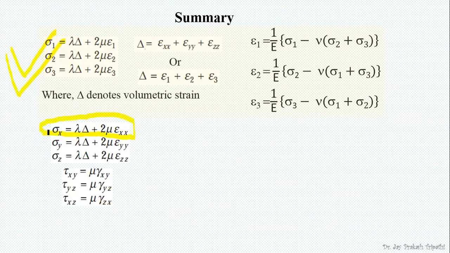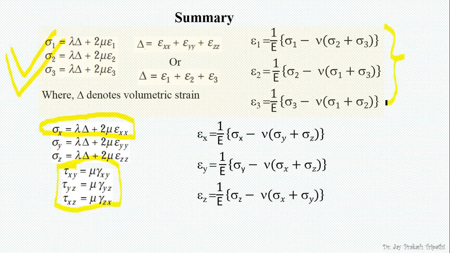In the principal reference frame, the shear stresses and shear strains are 0. So we have not written the relationship between shear stress and shear strains. But in the coordinate reference frame, we can write the expression of shear stress and shear strain. So it is written in this form. These three equations can also be written like this.